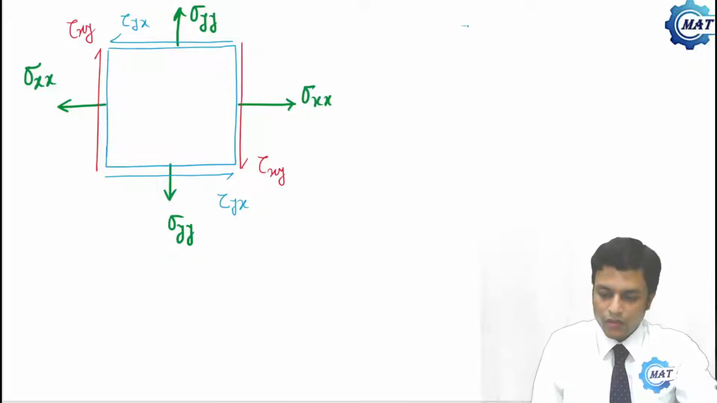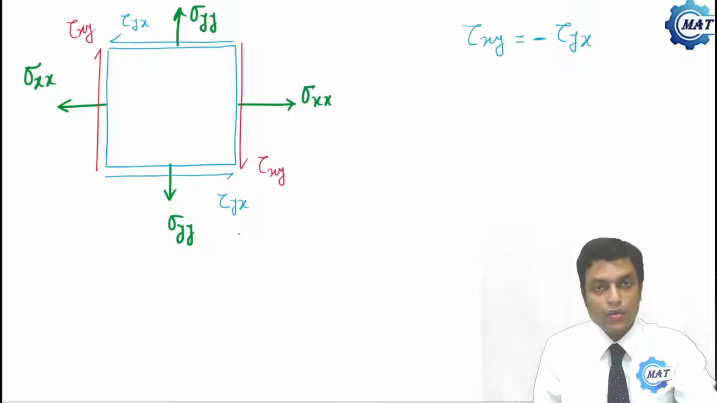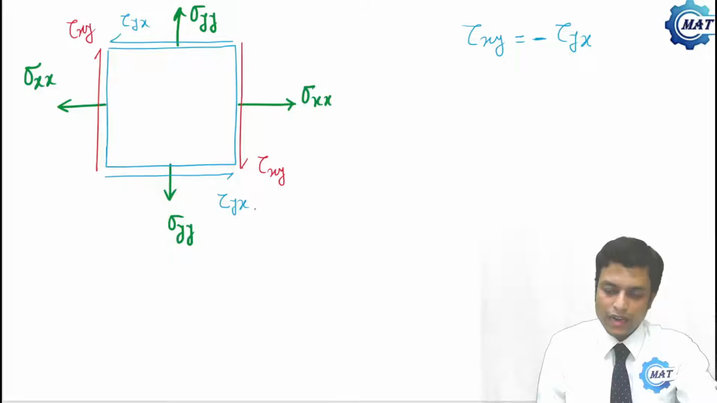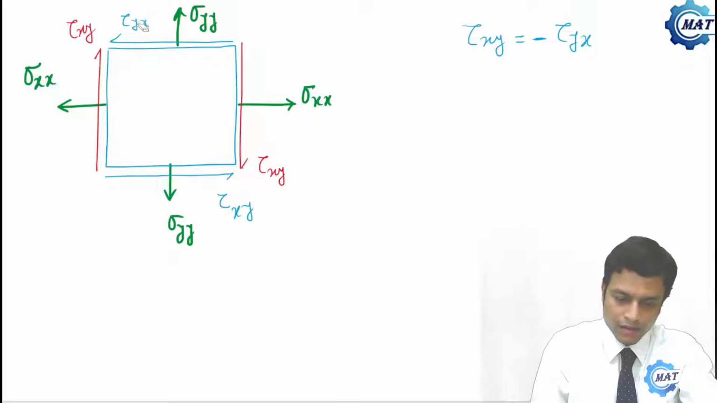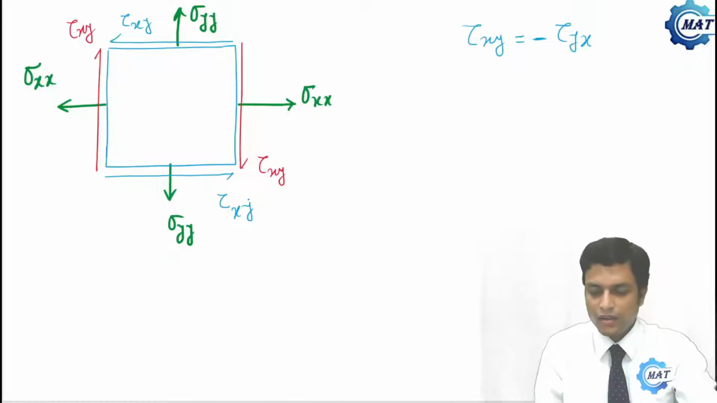Now tau xy is equal to minus tau yx, and this minus sign represents they are equal and opposite. But in the free body diagram, tau yx is already opposite to tau xy, so we can consider here tau yx is also equal to tau xy. That is, instead of tau yx we can write this is also tau xy, because the minus sign is already taken care of by the direction of rotation here.